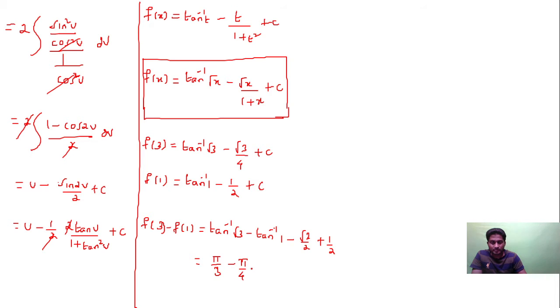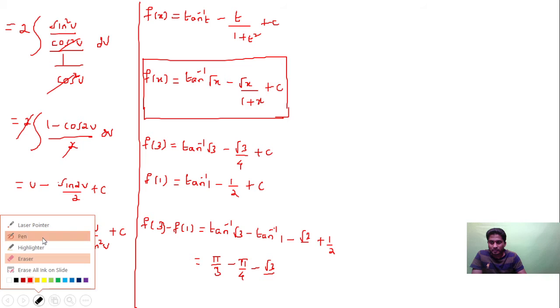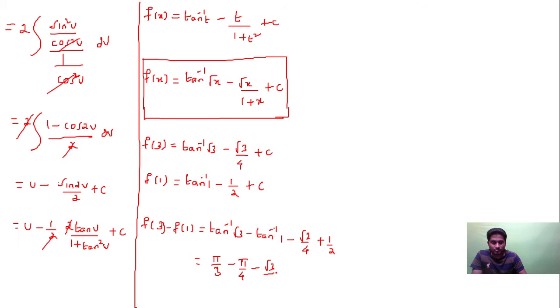Pi by 3 minus pi by 4 minus root 3 by 2, root 3 by 4, sorry. So this is root 3 by 4 plus 1 upon 2. Okay, so I get pi by 12, na? Pi by 3 minus pi by 4 will be pi by 12.